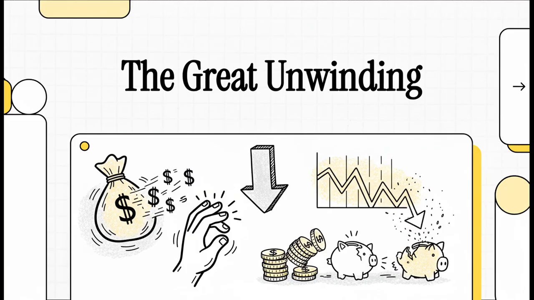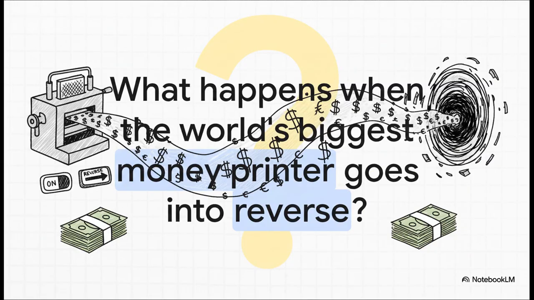A high-stakes financial experiment where the Federal Reserve is trying to make trillions of dollars literally vanish. I mean, what happens when the world's biggest money printer decides to go into reverse? After creating this absolutely unprecedented wave of money to fight the pandemic's economic fallout, the Fed suddenly had this massive inflation problem on its hands. And their solution? Well, it was pretty radical. They decided to flip a switch and start deleting money from the financial system.